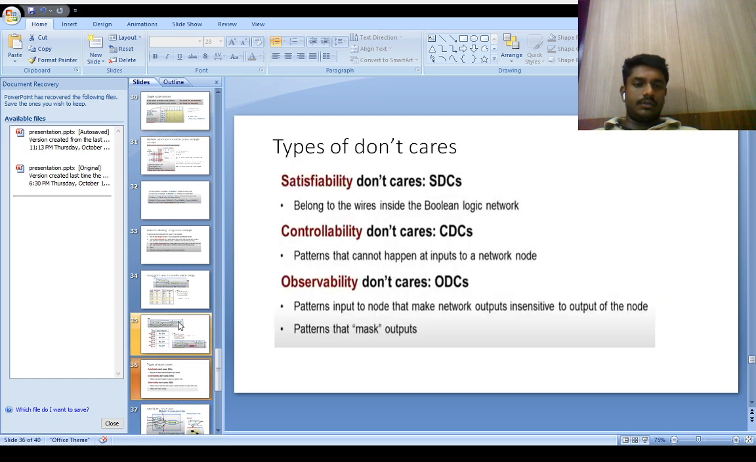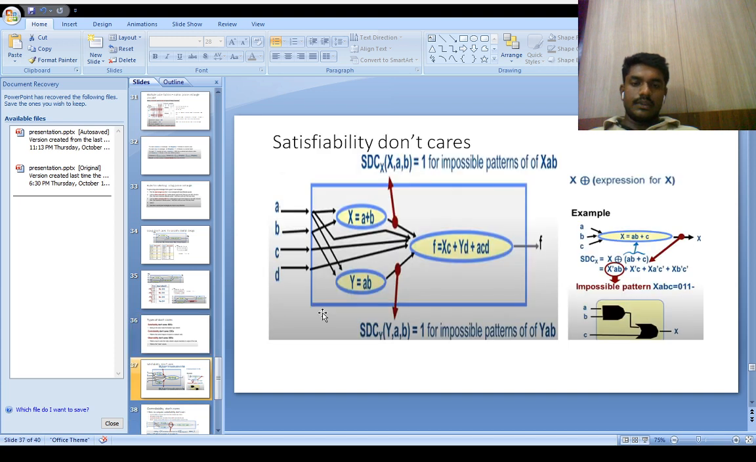There are three types of don't cares: satisfiability, controllability, and observability. Satisfiability means belonging to wires inside the Boolean logic network. These are the wires inside the logic network, and we will see them in a detailed manner. This is a satisfiability don't care. These are the inside Boolean wires, which we have covered in the definition. Let us take this example and this wire.